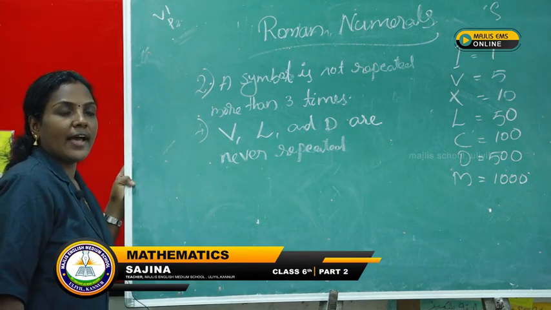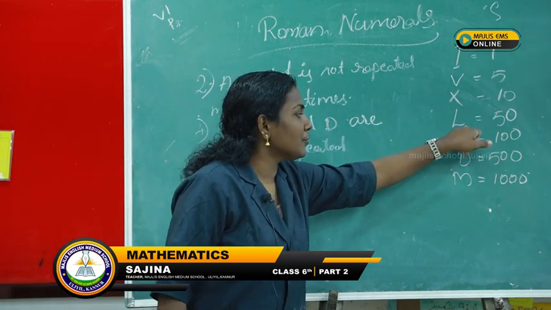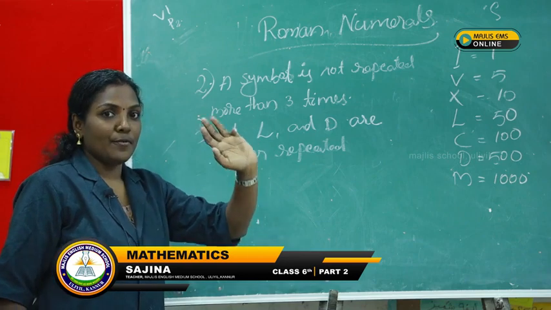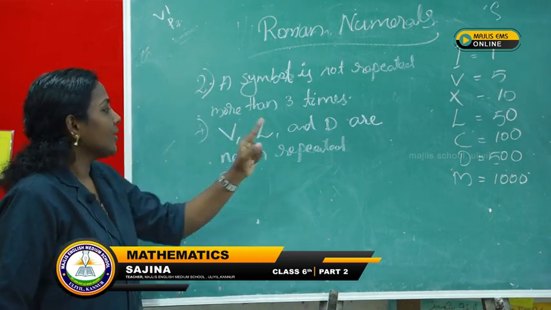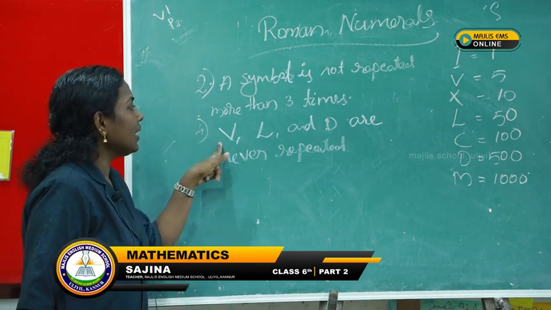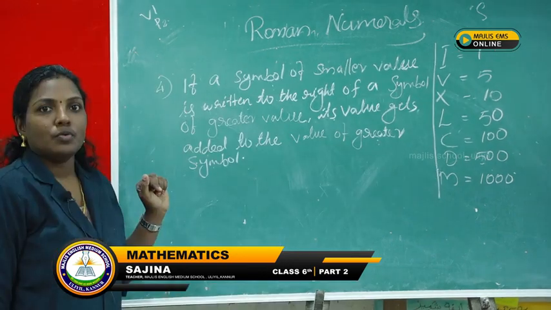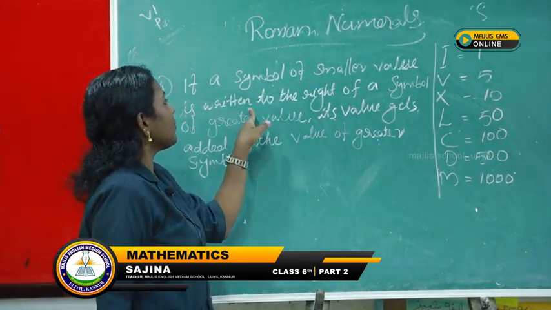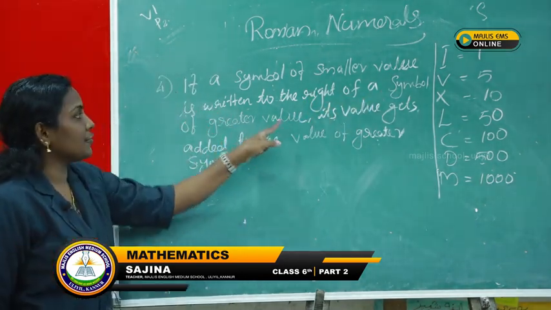V, L and D. What is the value of V? V is equal to 5, L is equal to 50 and D is equal to 500. Okay. The symbols of 5, 50 and 500 are never repeated. That is, V, L and D are never repeated.